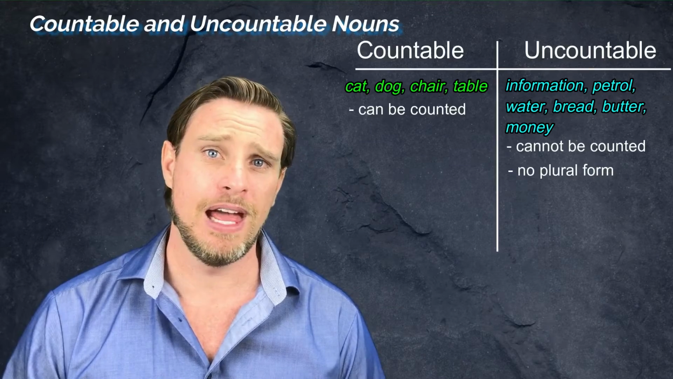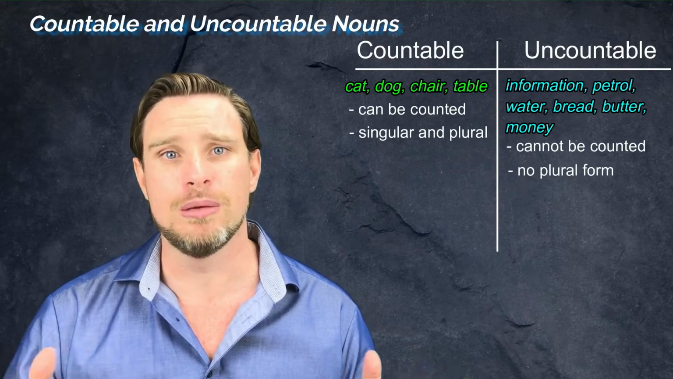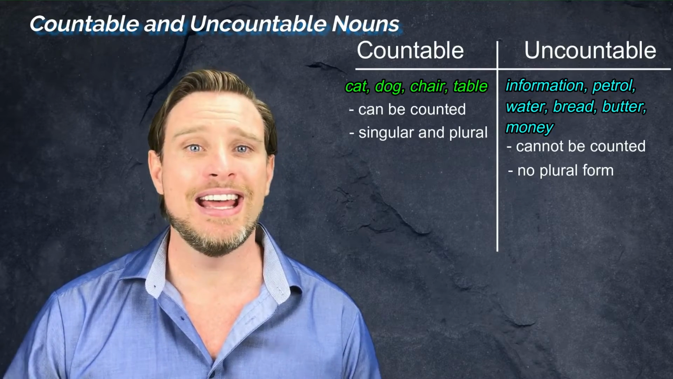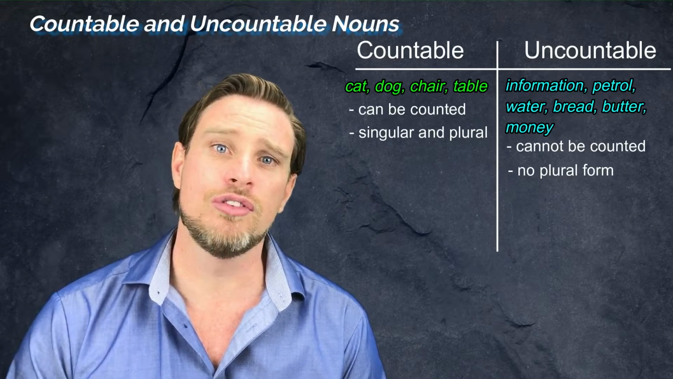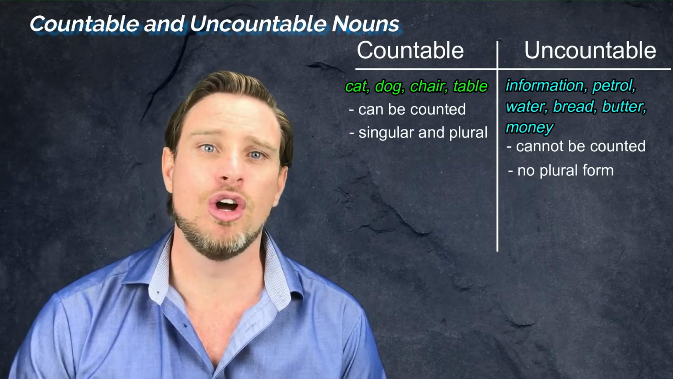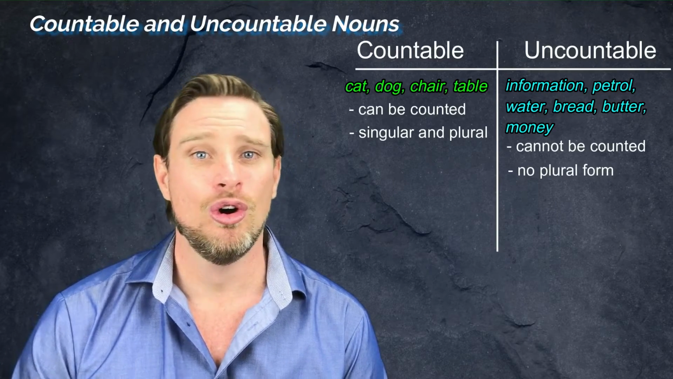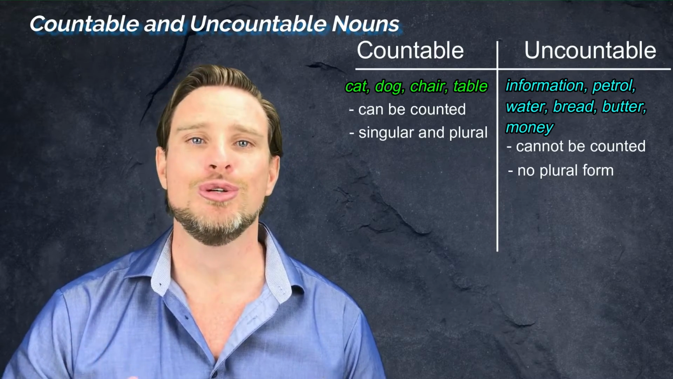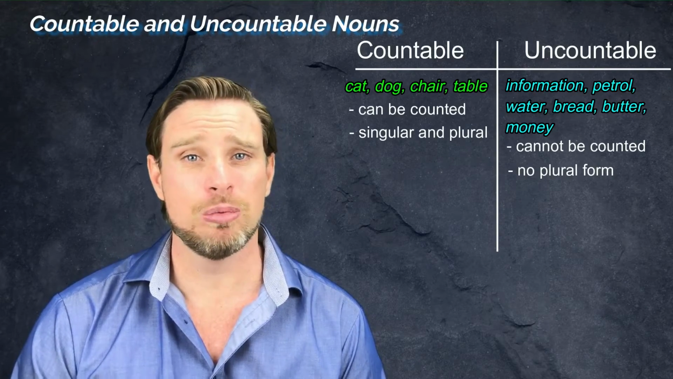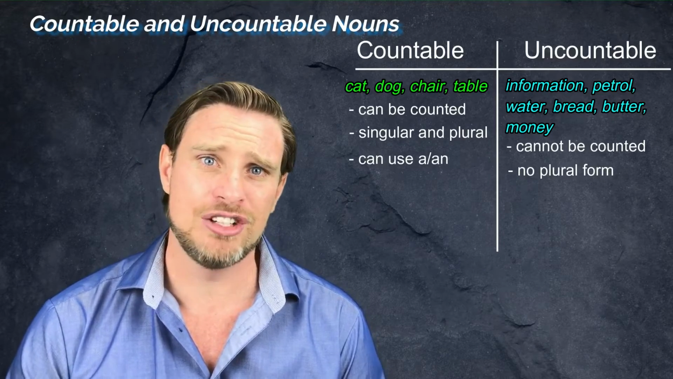Countable nouns have a singular and plural form. A table, lots of tables. We normally add s to form the plural. 1 cat, lots of cats. Sometimes though, we don't form the plural by adding s. For example, 1 child, 2 children. 1 person, 2 people. Countable nouns can use either a or an as articles.